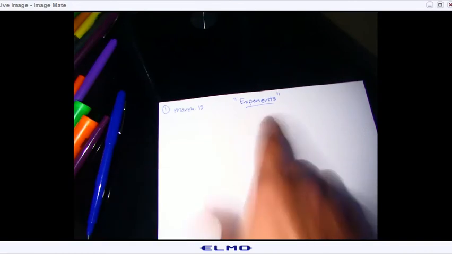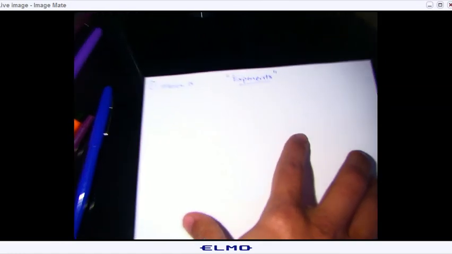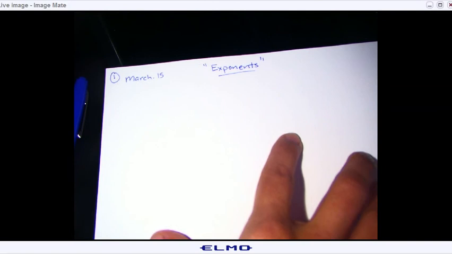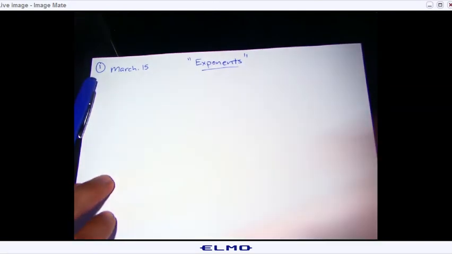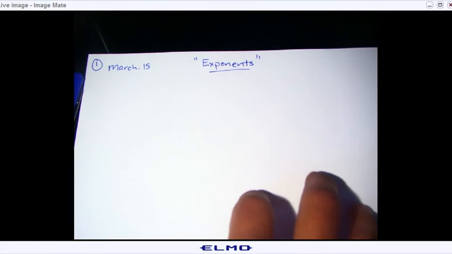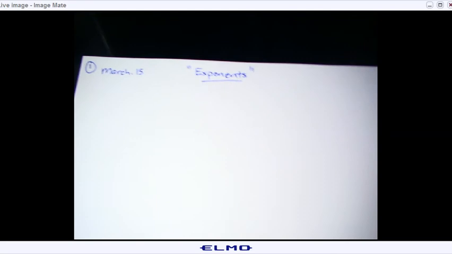Today we're working on exponents. Remember, these notes are worth 100 points. If you turn them in by the time, you'll get extra points. If you decide to do it later, then you only get partial credit. All right? So let's go ahead and work on exponents.